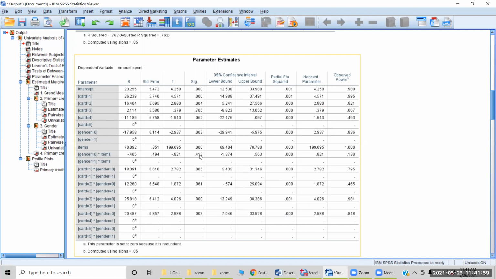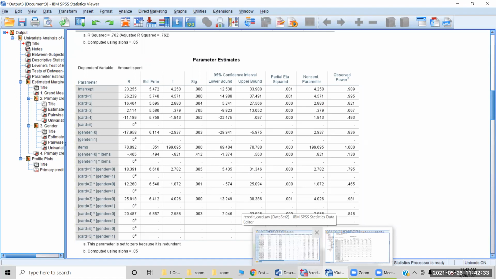There is not much statistical difference between the average expenditures on various items as far as gender is concerned. But if you look at gender equal to 1, 1 is for female. Female is used as a reference point because it is being multiplied here and there is no value, so female is being used as a reference point.